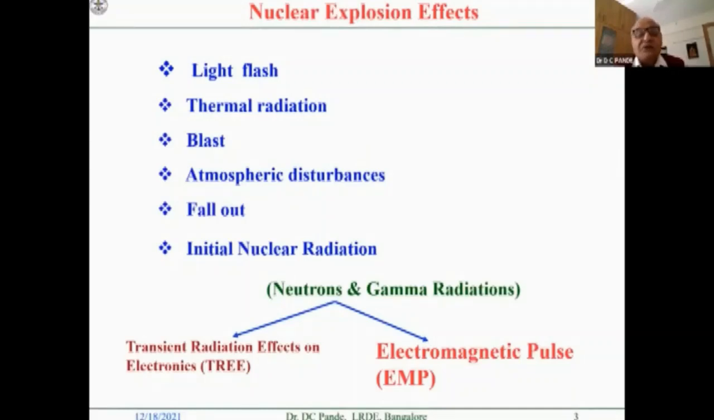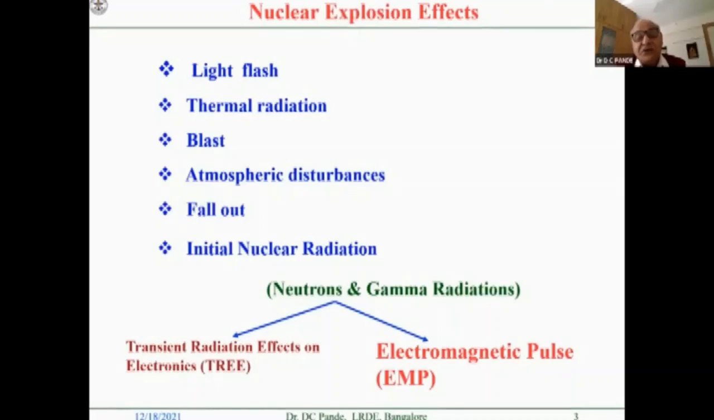The first thing we see is the light flash. Then we see the thermal radiation, where the temperature is very high. Then we see the blast. Then we see the atmospheric disturbances. Then we see the fallout. And then there is one of the most important things, of great concern to electronics people, the initial nuclear radiation, where neutrons and gammas are the major component.